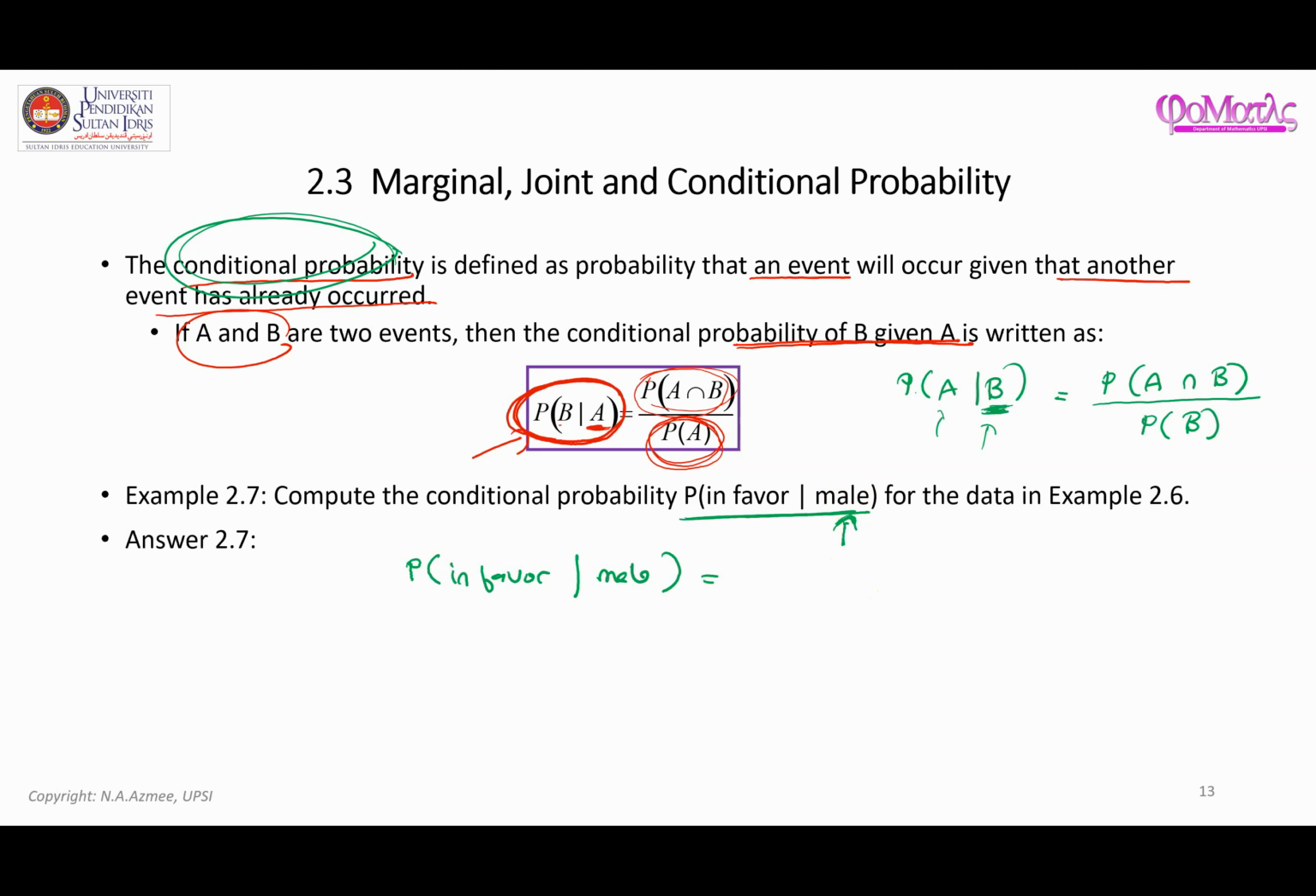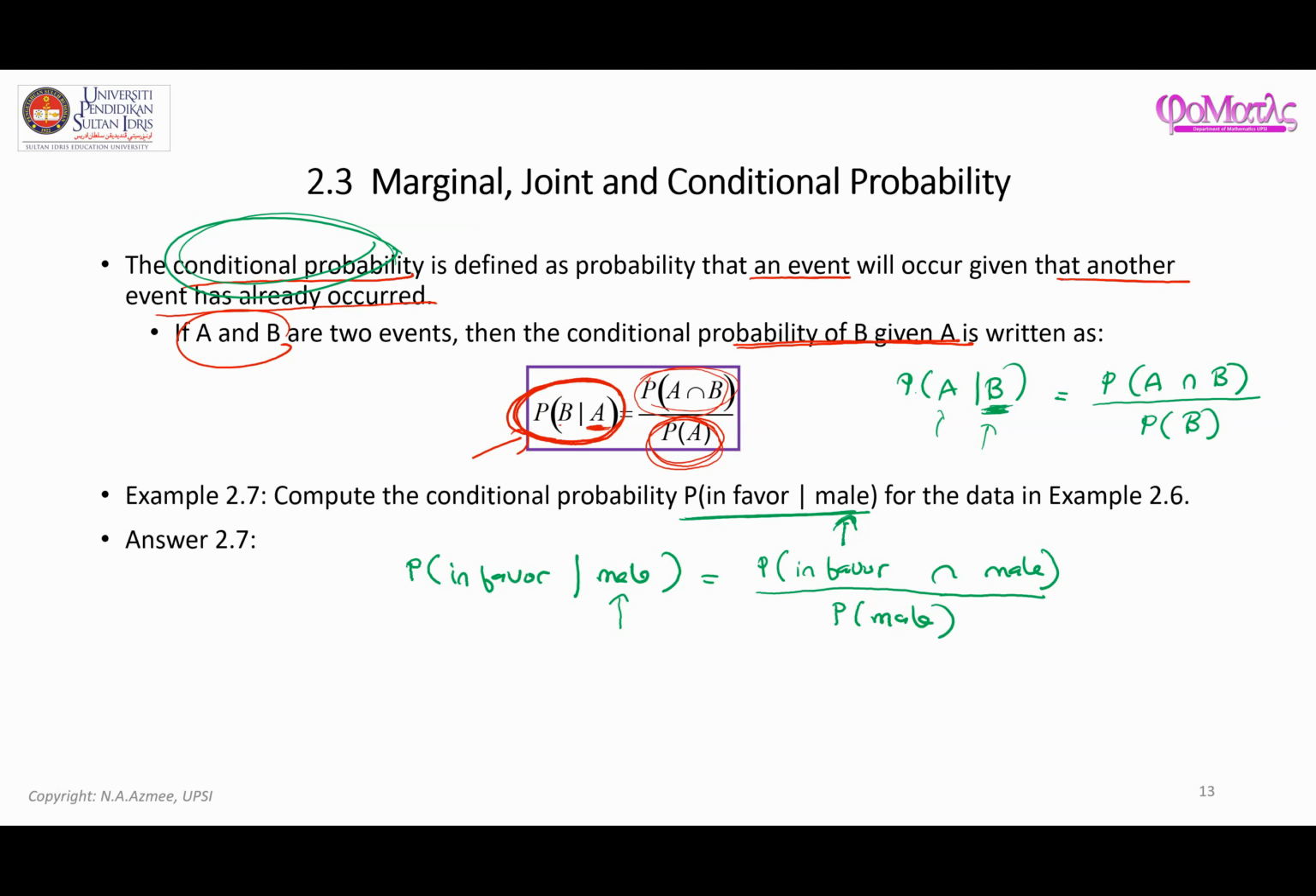So according to the idea which I have illustrated to you just now, at the top part here, we're going to consider the probability of them happening together. So we're going to consider what's the probability of in favor intersect with male. So that's the first part. And again, male has already happened. You know that this event has already happened. So you should be able to supply that information, and we're going to put it at the bottom. So we need to find what is the probability of that person being a male.